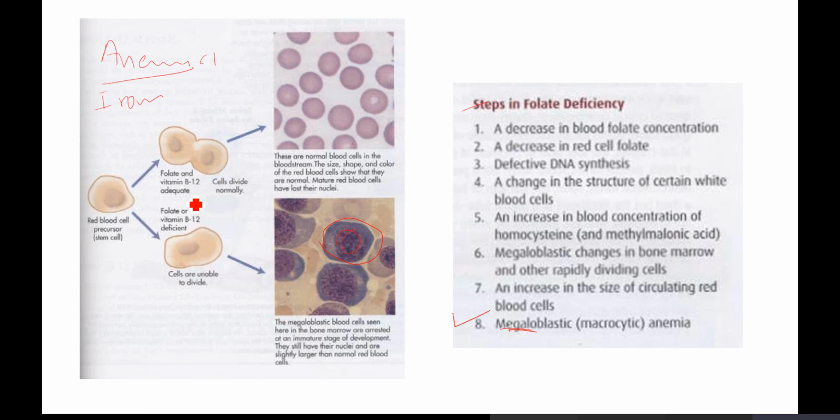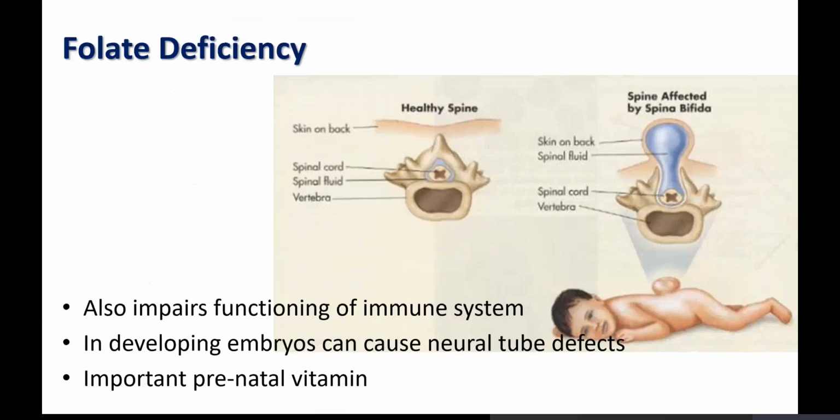If you have an adequate amount of B12, cells divide normally. But in deficient people, the cells are unstable and unable to divide. That results in an increase in the size of circulating red blood cells, called macrocytic anemia or megaloblastic anemia. As I said, it also impairs the functioning of the immune system. In developing embryos it can cause neural tube defect in the fetus, and it is very important as a prenatal vitamin.